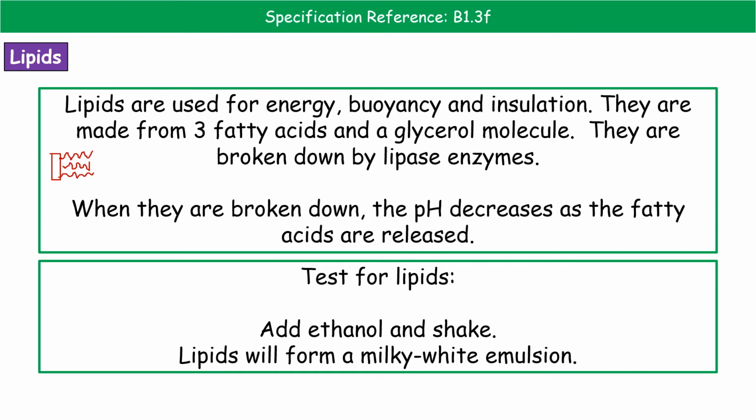To test for our lipids, quite simply, we add some ethanol to our solution, give it a bit of a shake, and then if lipids are present, we get this milky white emulsion in the tube.